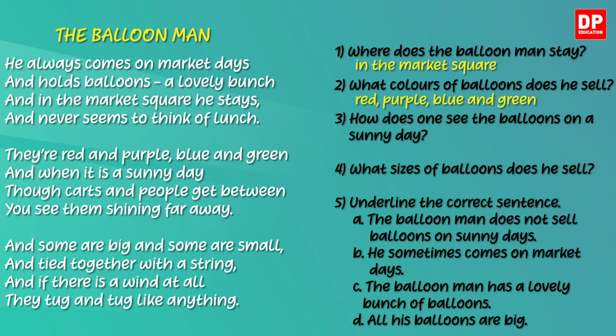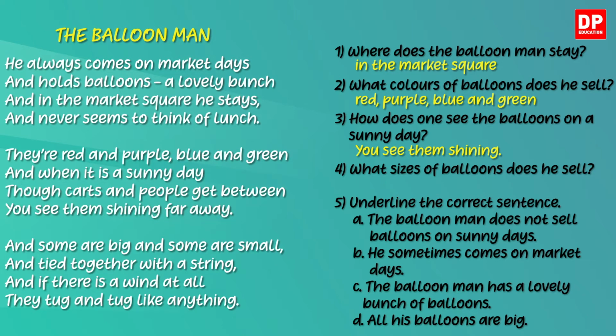Next one is, how does one see the balloons on a sunny day? Did you find the answer? The answer is in the last line of the second stanza. You see them shining far away on a sunny day. So, how does one see the balloons on a sunny day? You see them shining. So, the answer is that.